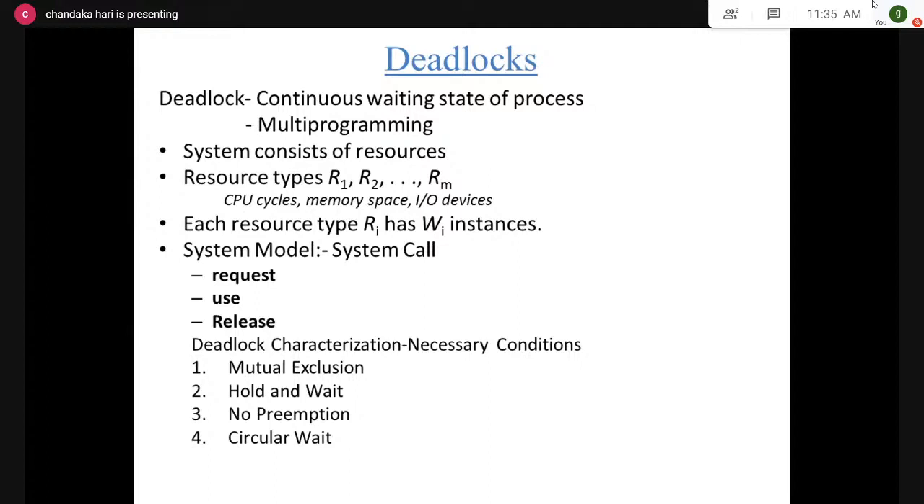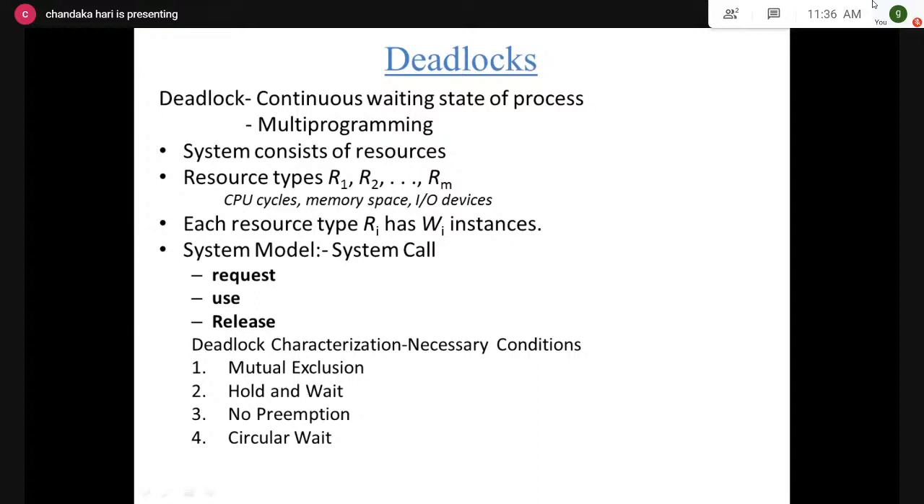In order to enter into deadlock, any one of the conditions is sufficient. After entering into the deadlock, if you observe it, all four conditions simultaneously hold. Very good. Before going to that, first of all, we'll see what is mutual exclusion.